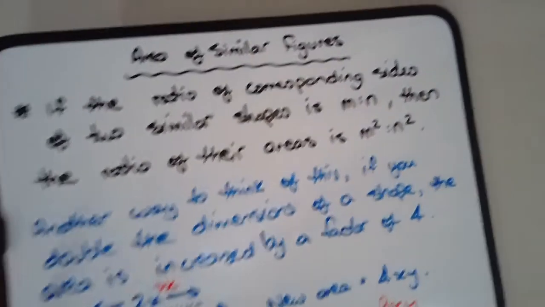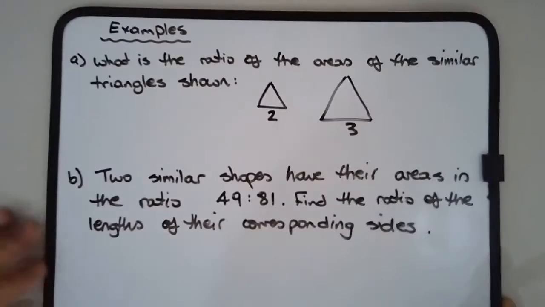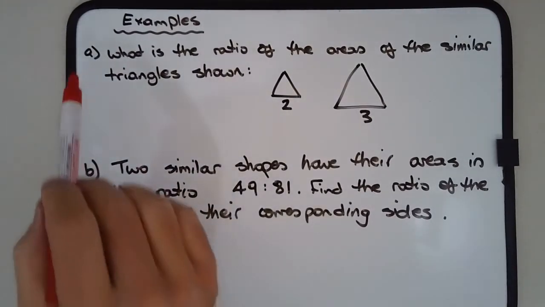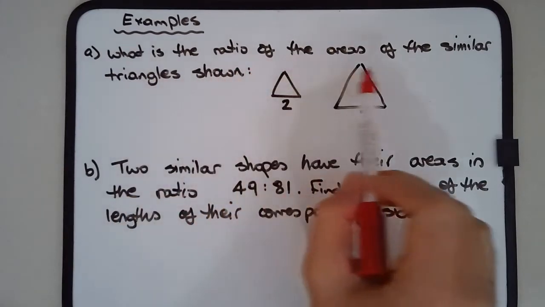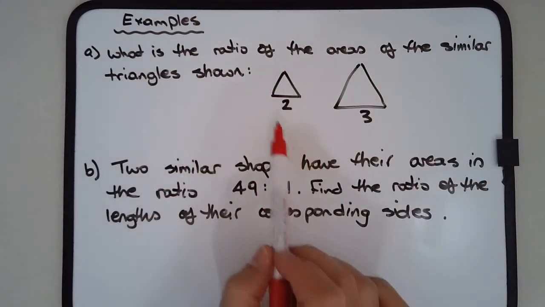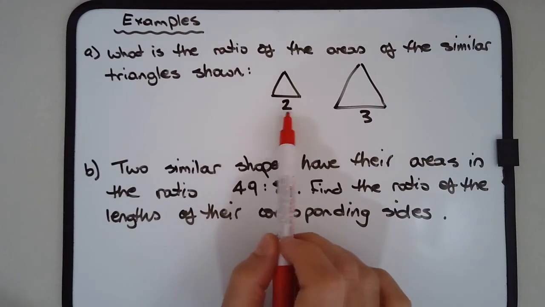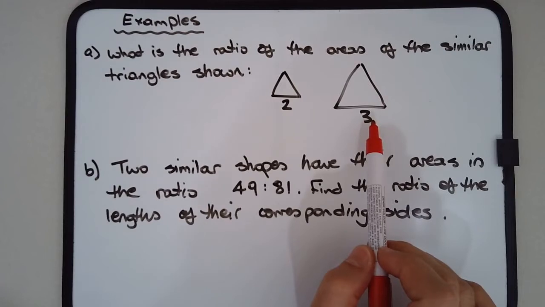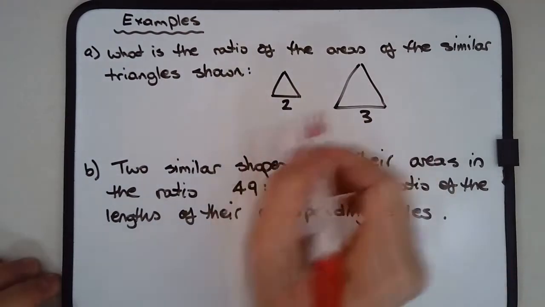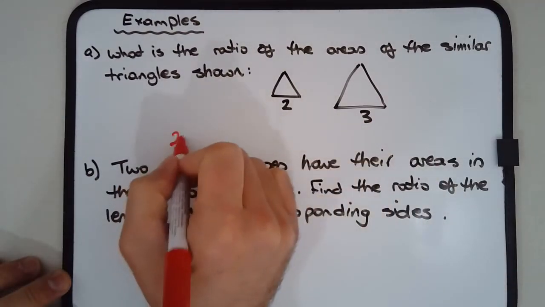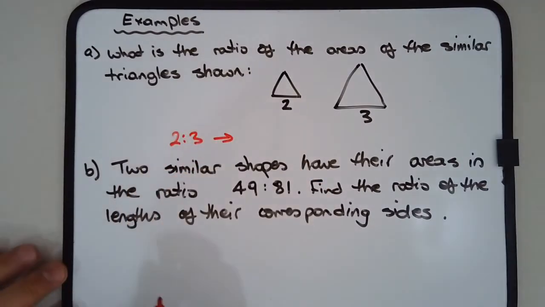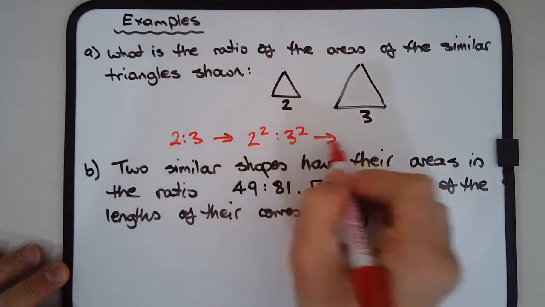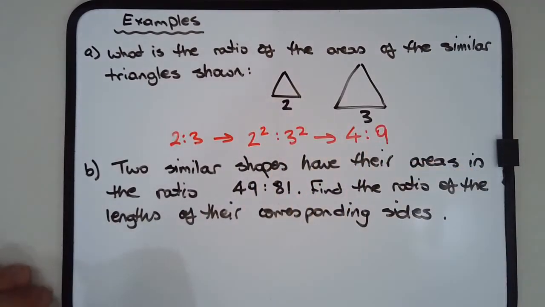Let's have a look at some examples. There's just a couple here, just some simple examples, but hopefully it demonstrates the principle. So part A, what is the ratio of the areas of the similar triangles shown? So we have the small triangle, side length 2, one of the sides, and the larger triangle, its side length is 3 units. So if the ratio of their lengths is 2 to 3, the ratio of their areas would be 2 squared to 3 squared, which is 4 to 9.